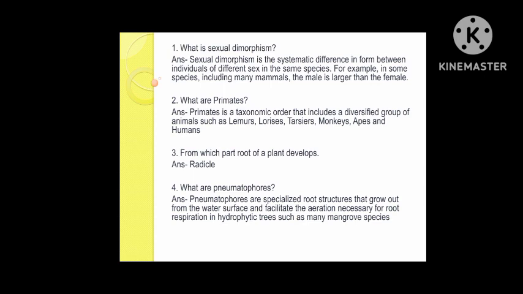It develops from the radicle, and the shoot of a plant develops from the plumule. Number 4. What are pneumatophores? Pneumatophores are specialized root structures that grow out from the water surface and facilitate the aeration necessary for root respiration in hydrophytic trees, such as many mangrove species.